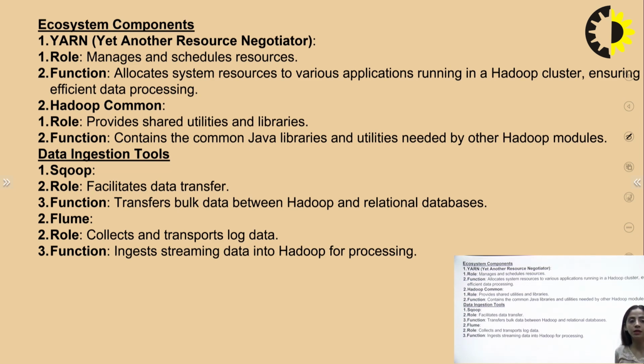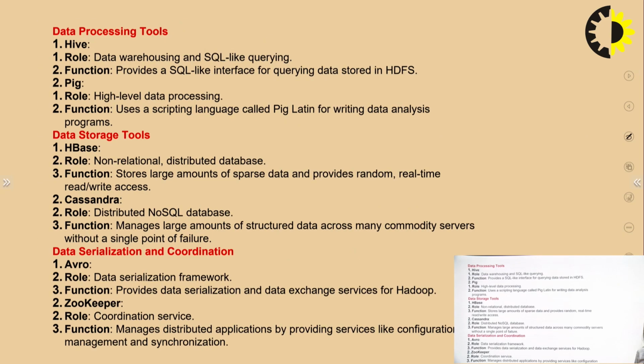Second one is Flume. Now, the role of Sqoop is to facilitate data transfer. What it does is transfer bulk data between Hadoop and relational databases. Now, Flume: the role of Flume is to collect and transport log data. Its function is to ingest streaming data into Hadoop for processing. Now, these are the data processing tools.